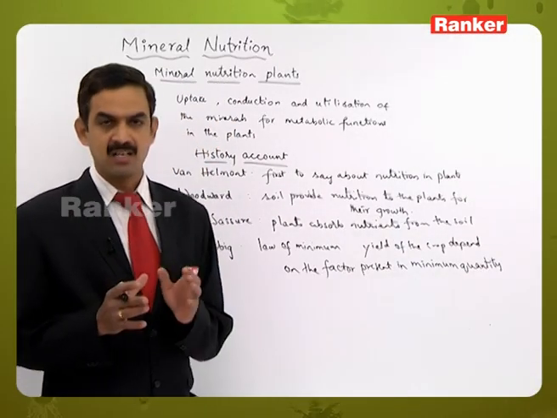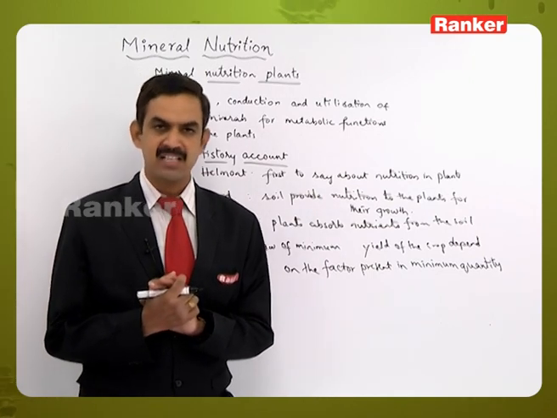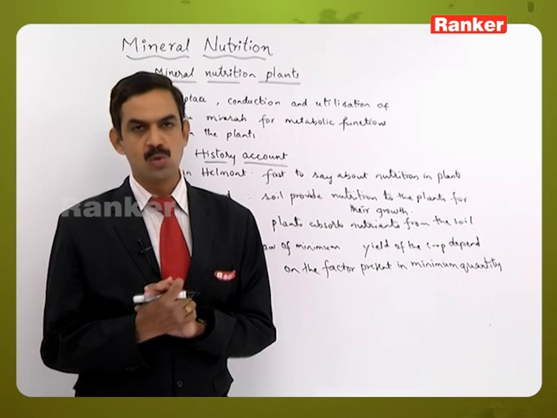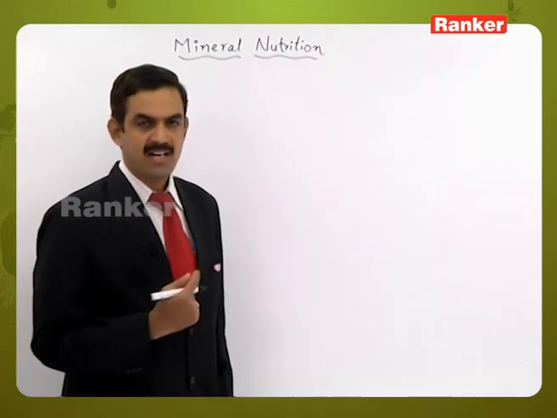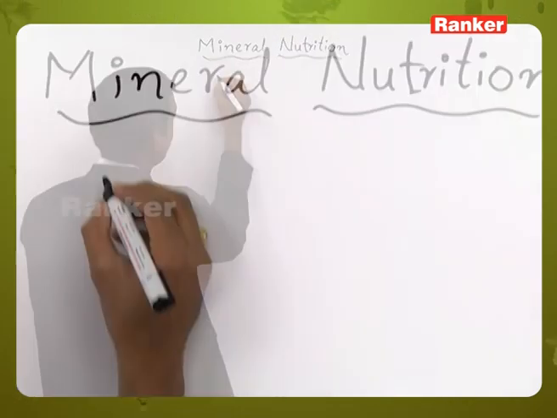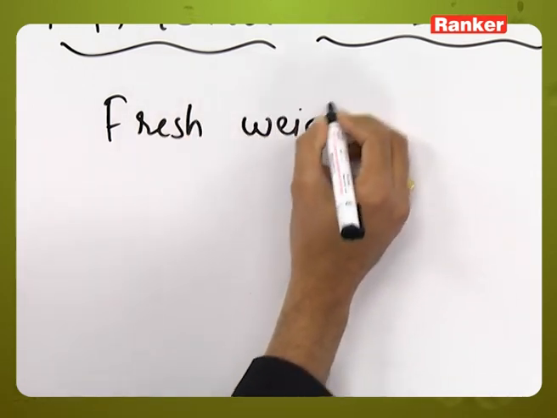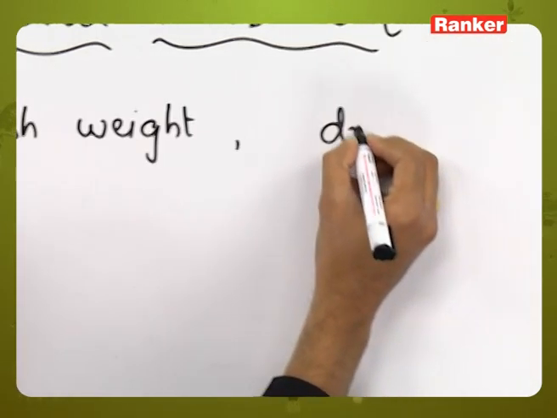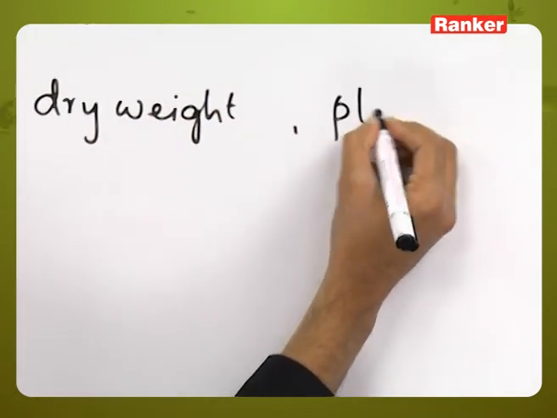So that shows the significance of the mineral elements in the growth and development and also in the yield or production of the crop plants. The plants contain minerals and organic nutrients. Let us see fresh weight, dry weight and plant ash.